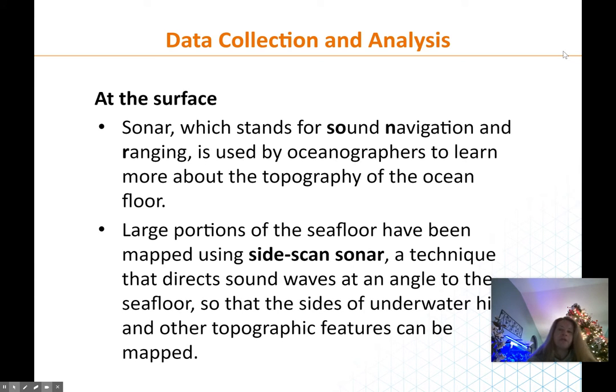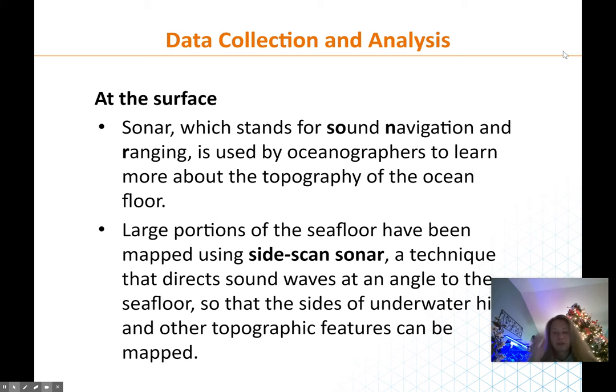All right, so if we look at studying things on the surface of the ocean, we use sonar. So if we're floating on a boat and we're wanting to study the depths of the ocean, we could use something called sonar. So that's sound, navigation, and range. And so there's a variety of different kinds. We talked about this at the very beginning of the year, but dolphins use sonar. Bats use a type of sonar called echolocation.